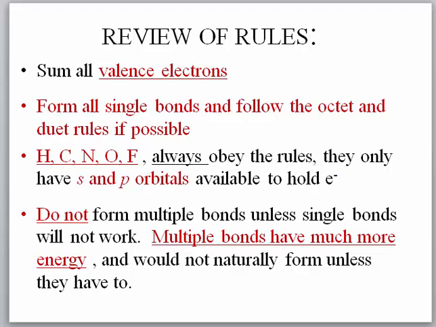When you review the rules of your Lewis dot structures, you have to add up all your valence electrons, put your central atom, which is usually the first, unless the first is hydrogen, form all your single bonds, follow the octet and duet rules. Make sure when you have carbon and nitrogen and oxygen and fluorine, you always have 8 electrons, and with hydrogen, you have only 2. These elements always obey the octet and duet rules as they have only s and p orbitals available.